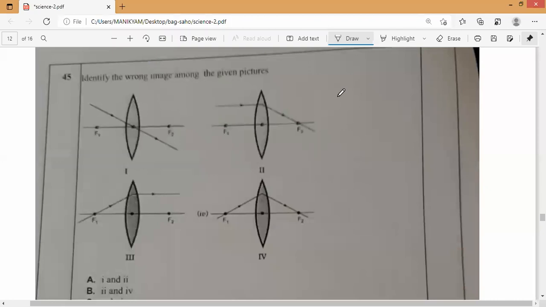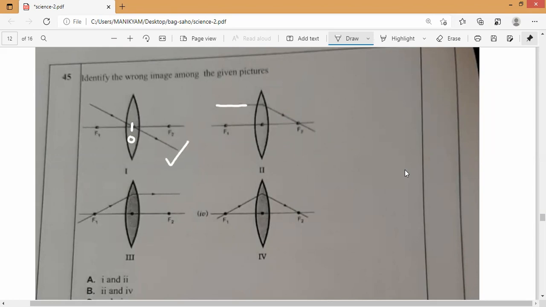So next, identify the wrong image among the given pictures. Dilipan, can you answer? Anusri. Yes. First one you can check it. Going through the center of curvature, optical center, what will happen? It will go without deviation. Is it yes or no? Yes, sir. So it is right.